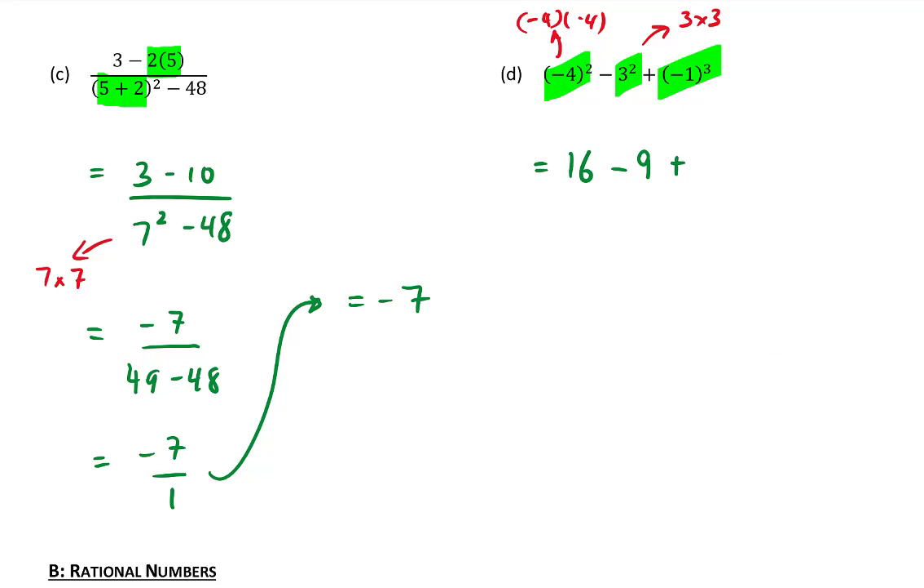And then plus, the last one is negative 1 cubed. So that's negative 1 times negative 1 times negative 1. Since there are 3 negatives, this answer must be negative. And 1 times 1 times 1 is 1. So we're left with plus negative 1. So this gives me 16 minus 9 minus 1. Plus minus gives us a minus. And 16 minus 9 minus 1 is equal to 6.